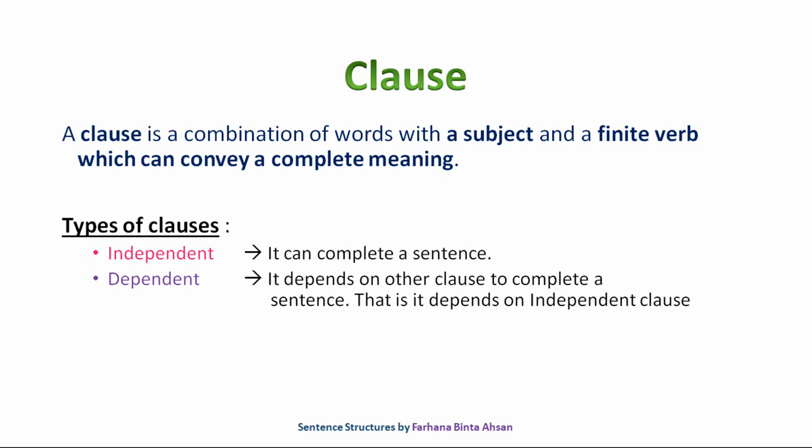So let's see types of clause. There are 2 types of clause. One is independent clause, another one is dependent clause. Independent clause can complete a sentence, and dependent clause depends on other clause to complete a sentence. That is, it depends on independent clause. So this is clause. Now I think you will get the clear concept of clause. Now we'll see how clauses are used in forming simple sentence, complex sentence and compound sentence. So let's go to our main topic, simple sentence.